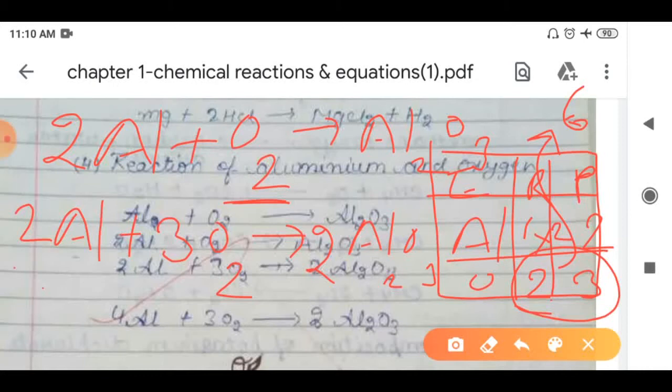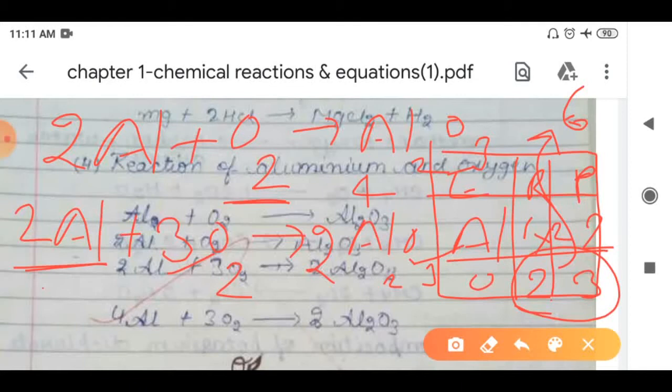Twice of two aluminum atoms are present in the reactant side, and how many aluminum atoms are now present in the product side? Two aluminum atoms were already present, and now we have multiplied it by 2, so a total of 4 aluminum atoms are present. Is it clear? 3 into 2, that is 6 oxygen atoms are present. This equation is now balanced in terms of oxygen, but it becomes unbalanced in terms of aluminum.